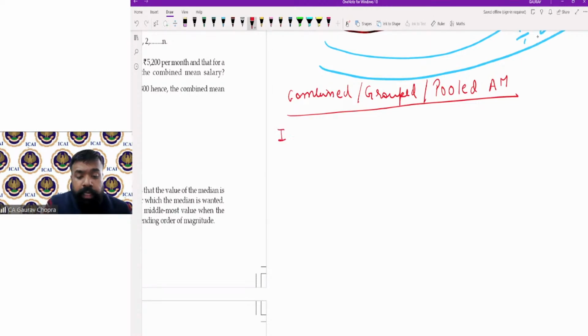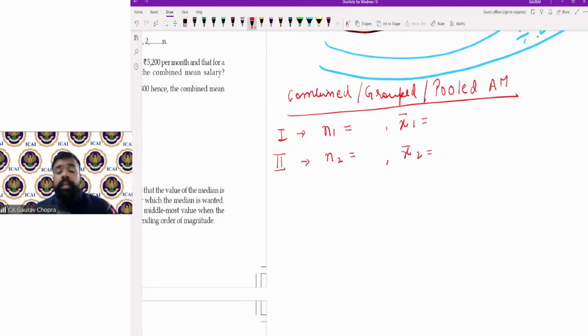Now, there will be two groups, group 1 and group 2. In these groups, there will be number of observations, N1 and N2. Arithmetic mean will also be given, x bar 1 and x bar 2. So all this information will be available to you: N1, N2, x bar 1, x bar 2. Combining all this information, you have to calculate a single average figure. So you have to calculate x bar 1 2. 1 2 means combination of first and second group; combining both, you have to calculate the arithmetic mean.